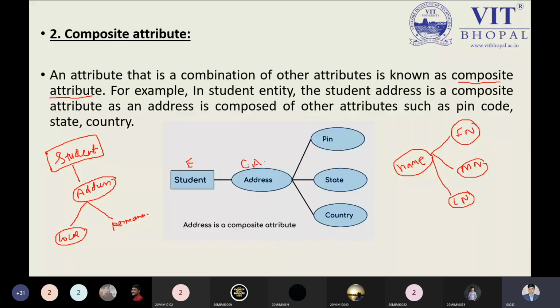So you are required to keep all things in mind properly. You can expand all these attributes in a simple way. If you want to expand your address, permanent address, or local address in more detail, of course you can use pin code, state, country, local area, and city name. So many things you can keep. This is the composite attribute. That is the point we have to keep in mind.